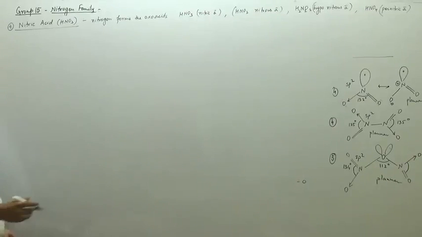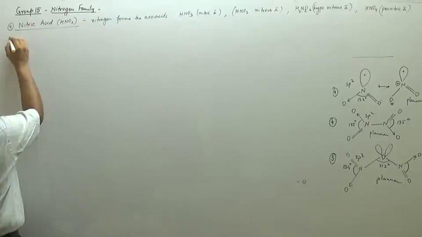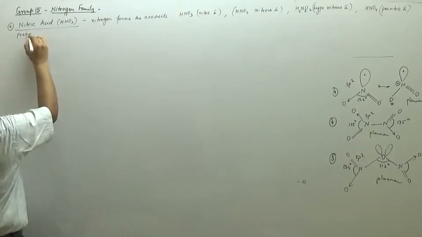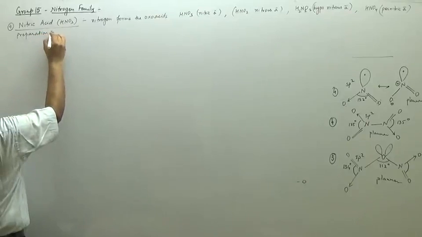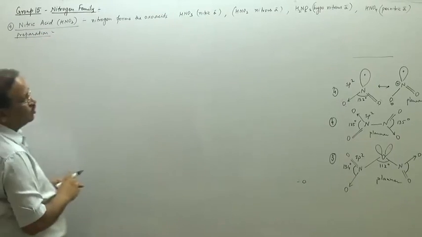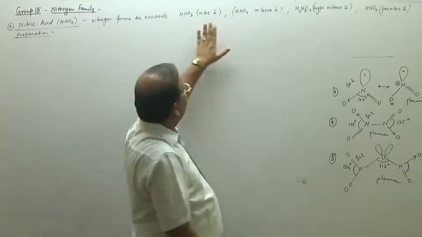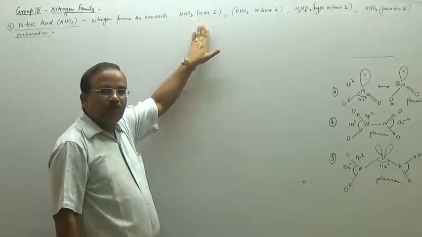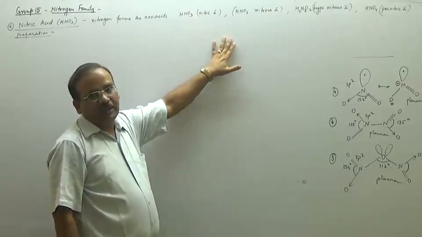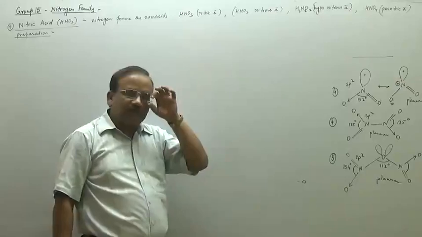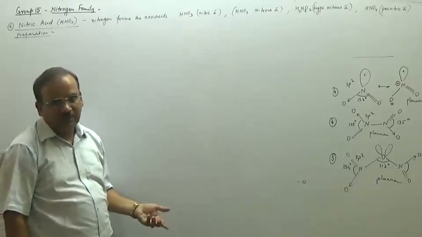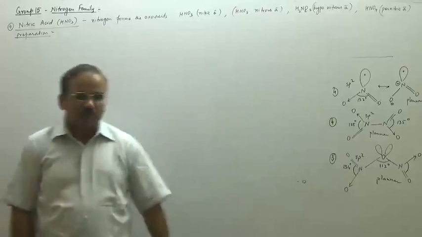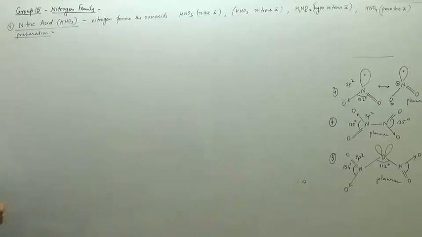Now we can write the preparation of nitric acid. What are the preparation methods of nitric acid? You know how we have written the names. From nitric acid, if you add one oxygen, you'll get pernitric acid. If you remove one oxygen, you'll get nitrous acid. And if you remove one more oxygen from there, it is called hyponitrous acid. But hyponitrous acid exists as a dimer. So we can write like that.